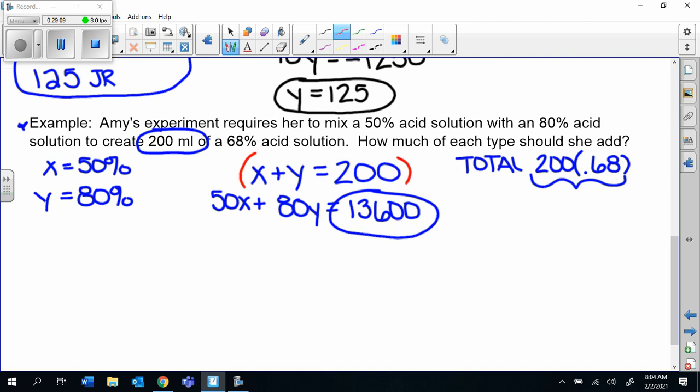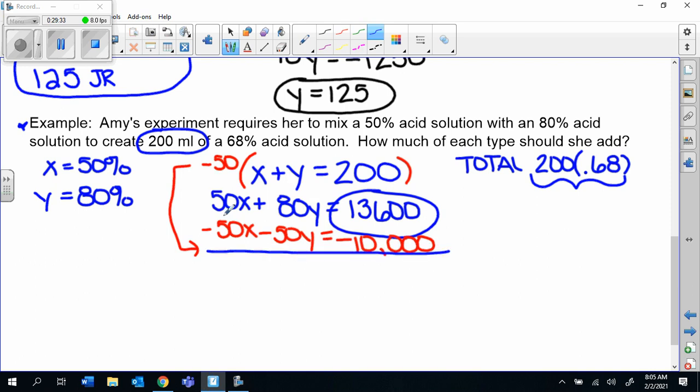Let's multiply this by negative 50 and rewrite it so that my x's drop out. So minus 50x minus 50y equals minus 10,000. Draw my line. My x's drop out. 80y minus 50y is 30y. 13,600 minus 10,000 is 3,600.